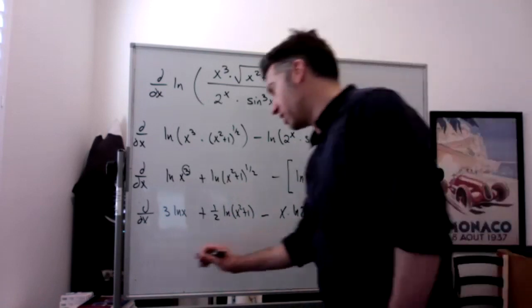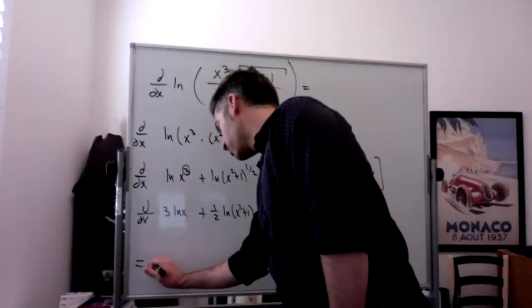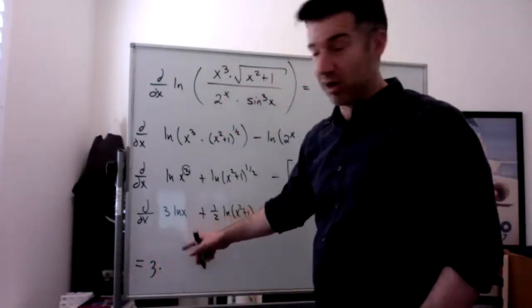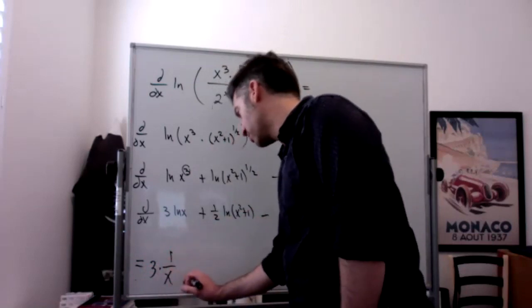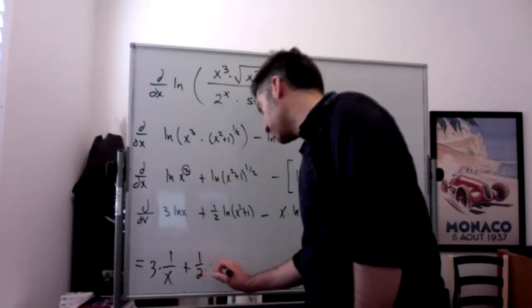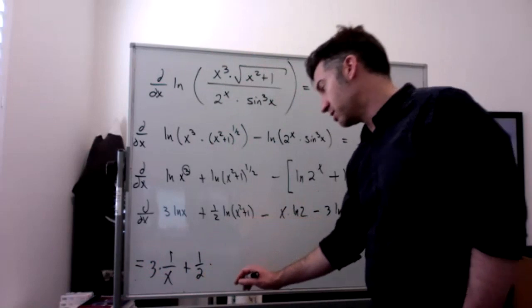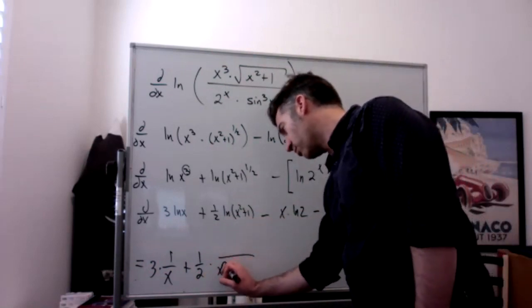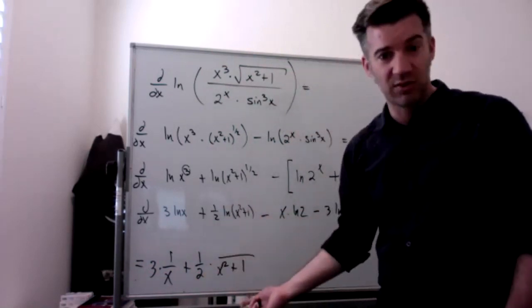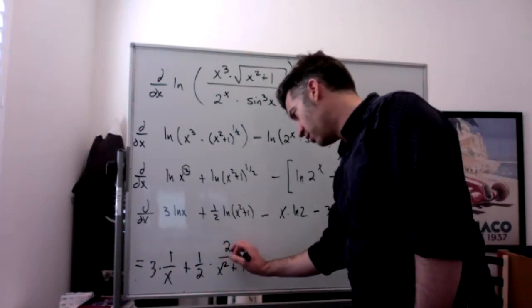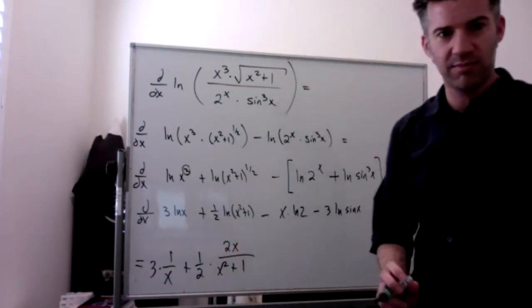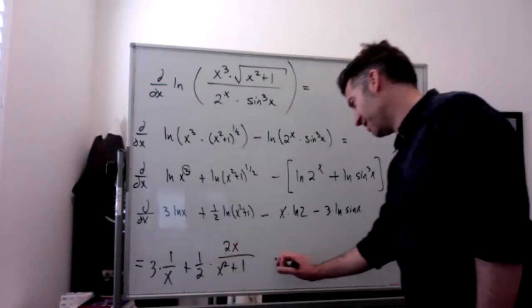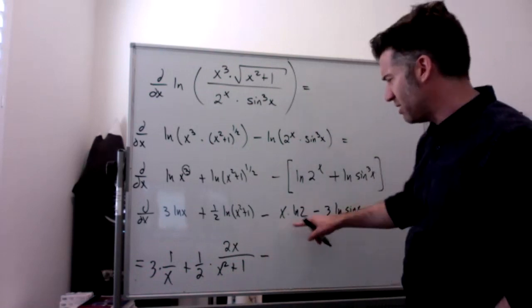Now we're going to differentiate, and we're going to get 3 times, well, the derivative of the natural log of x is 1 over x, plus 1/2 times the derivative of the natural log of x squared plus 1 is 1 over x squared plus 1 times the derivative of the stuff, which is 2x. Look at me writing it on top, like a person trying to save space. Minus the derivative of x times natural log of 2.